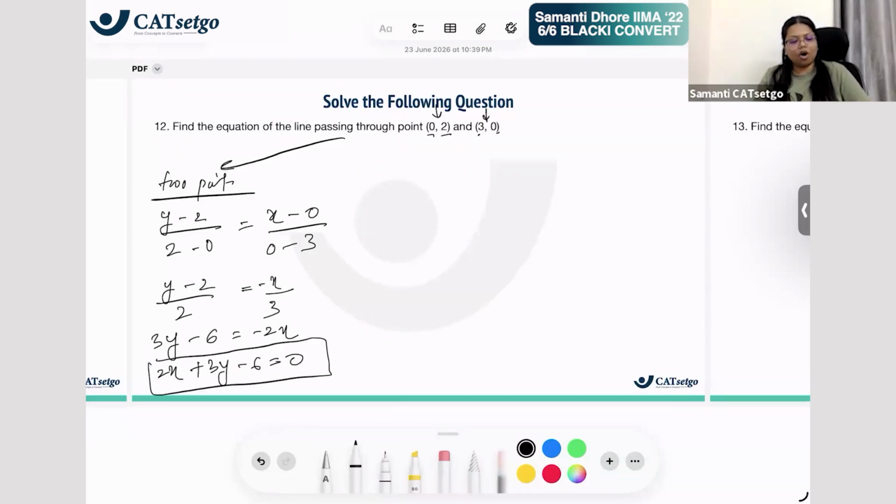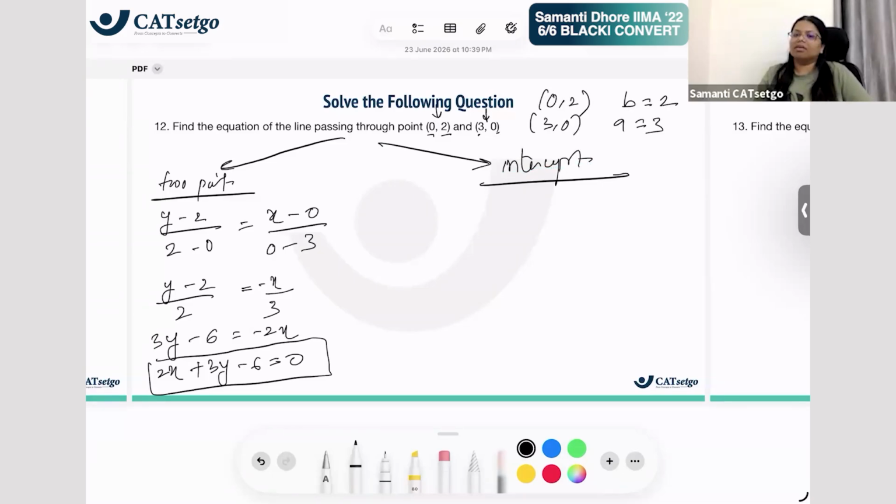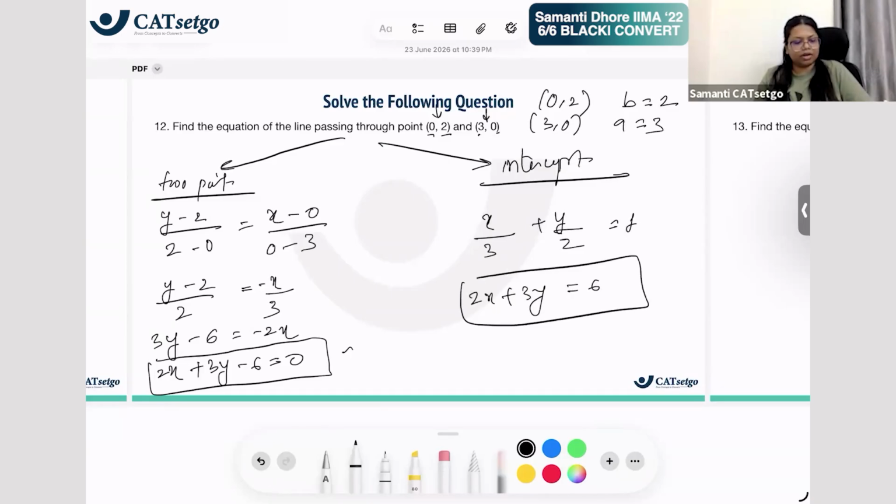ऐसे है. 2-point form. Or we could use intercept form here. Why? Because the points are given in form of intercept. (0, 2) का क्या मतलब होता है? (0, 2) मतलब y intercept is 2. (3, 0) का क्या मतलब होता है? x intercept is 3. Right? ये intercepts हो गए ना, so that's why you can write x by a plus y by b is equal to 1. So this also becomes simplified: 2x plus 3y is equal to 6. Same equation you are getting. Any format you use. Right? So either you use the intercept form here because you realize कि intercepts वाले points दिए गए हैं, या you use 2-point form. This is the data.